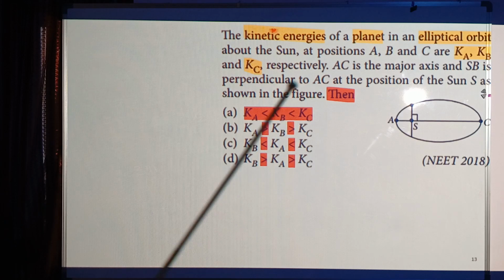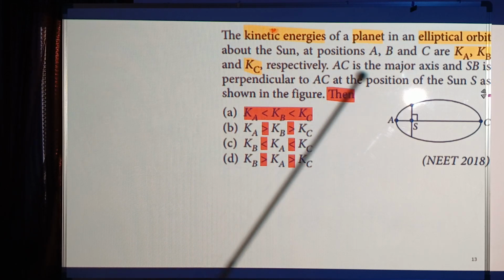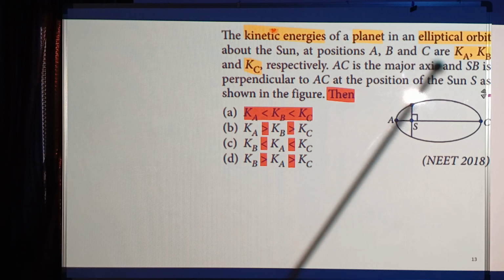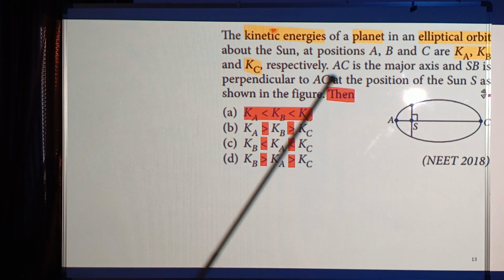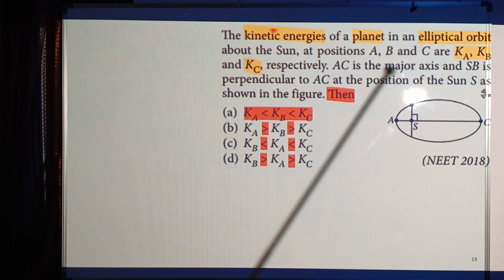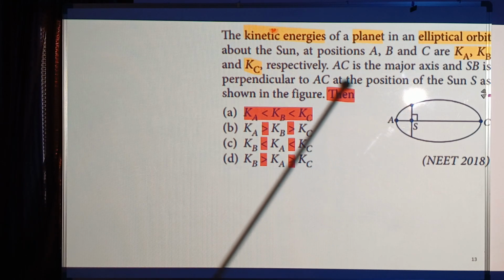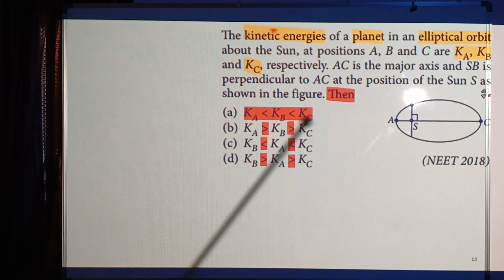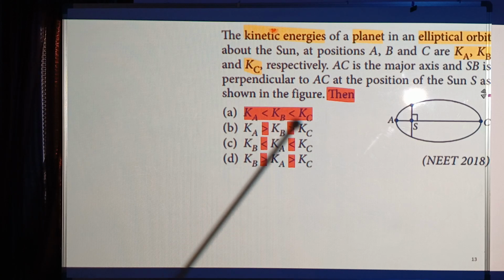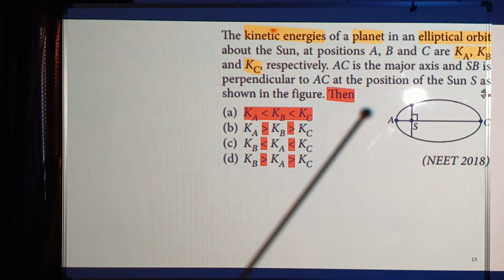So this is the next question. The kinetic energies of a planet in an elliptical orbit about the sun at positions A, B and C are Ka, Kb and Kc respectively. AC is the major axis and SP is perpendicular to AC at the position of the sun as shown in the figure. Then which relation holds, Ka less than Kb less than Kc, or a different relation? So basically, you have to find the kinetic energies at positions A, B, and C, and relate them. Which one is small, which one is big.